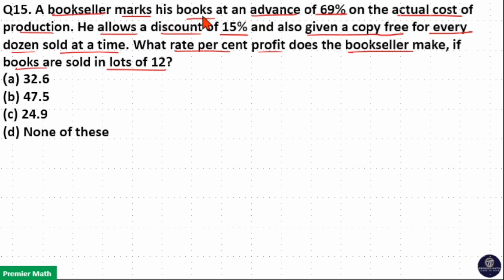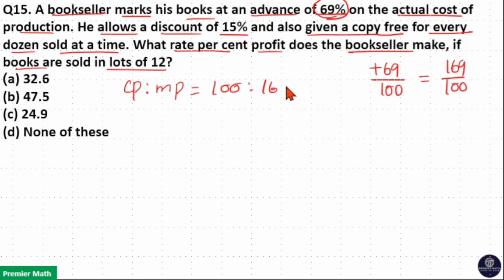Here the seller marks his books at an advance of 69% on actual cost, which means if the actual cost or cost price is 100, he marks it as 69%, that is plus 69. Now if 100 parts is the cost price, 100 plus 69, 169 is the marked price. Now take the ratio of cost price and marked price, which is equal to 100 is to 169.